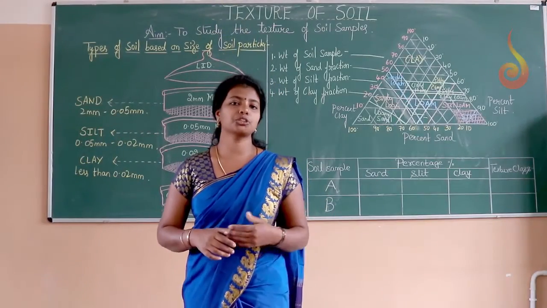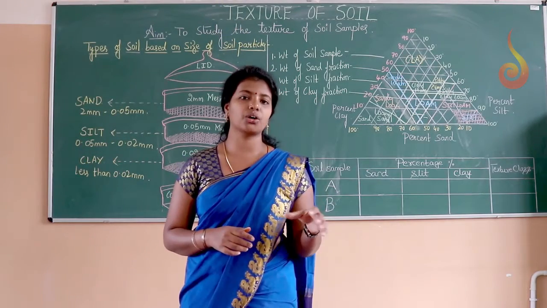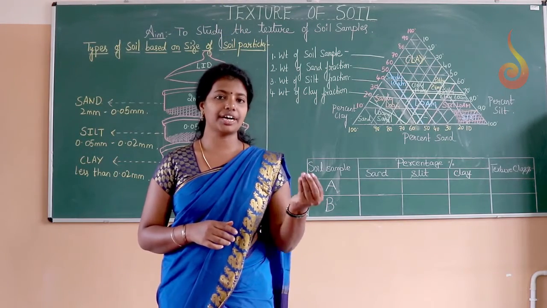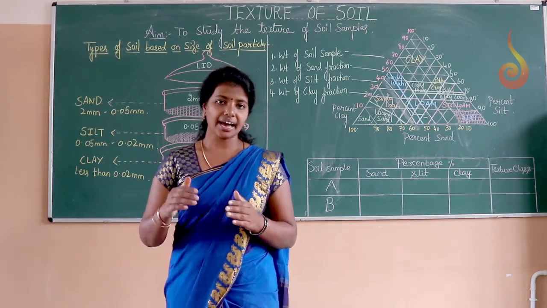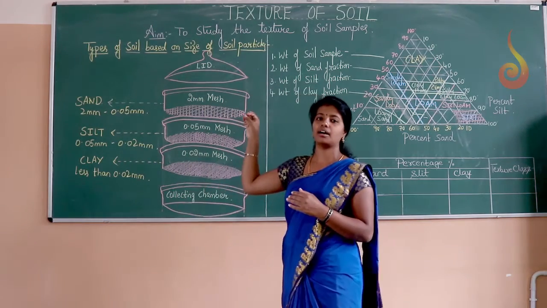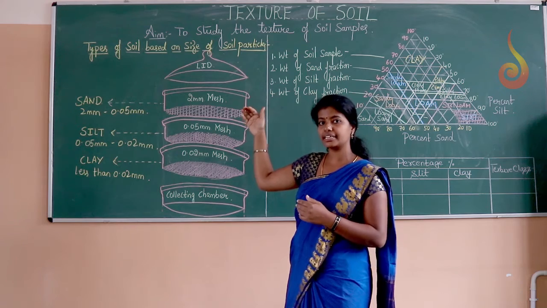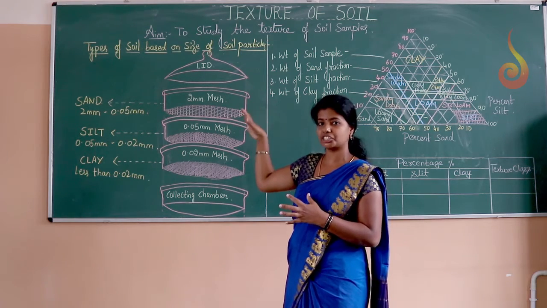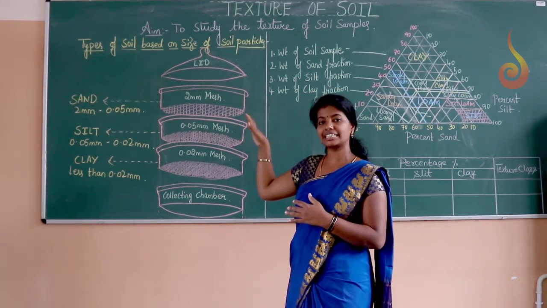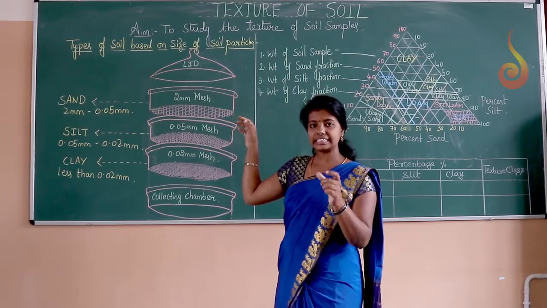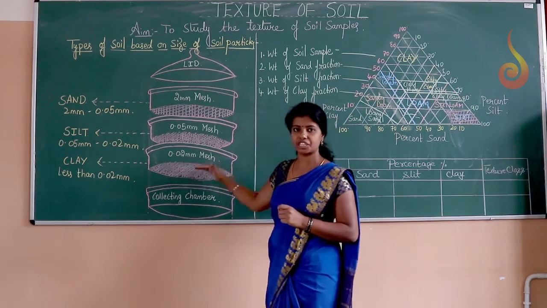So what I have shown you are the basic methods we use to find out the texture of soil, and this next method is comparatively more accurate, and it is almost measurable. Here we are using a sieve method. In the sieve method, this is a sieve chamber.